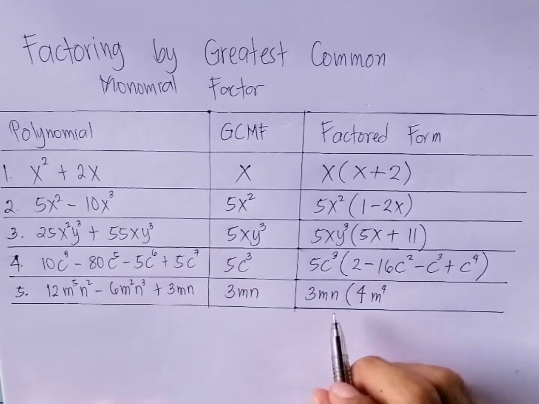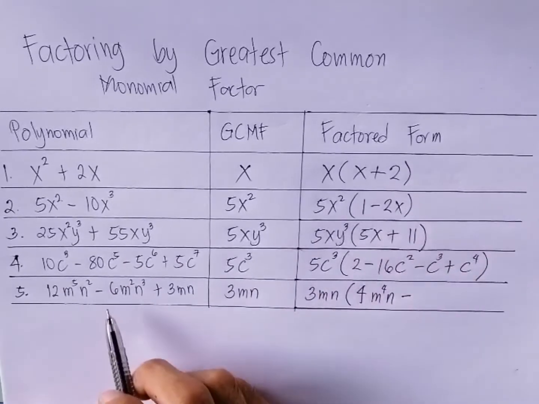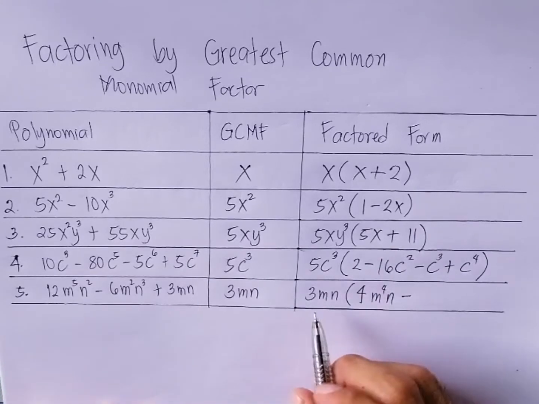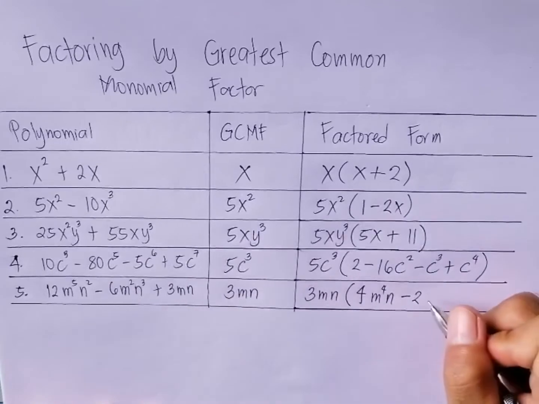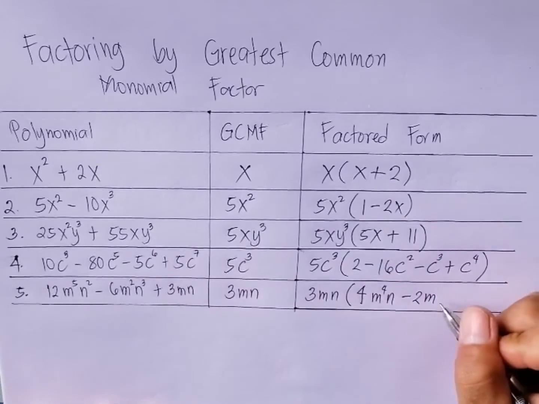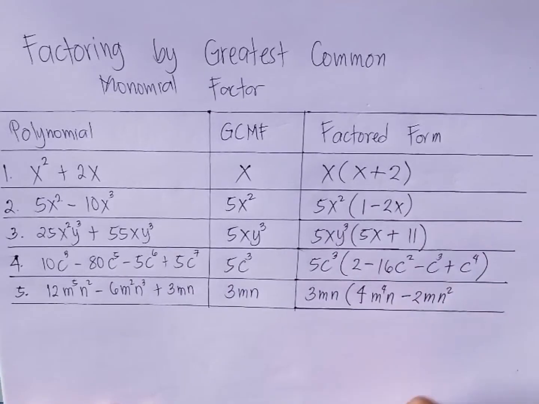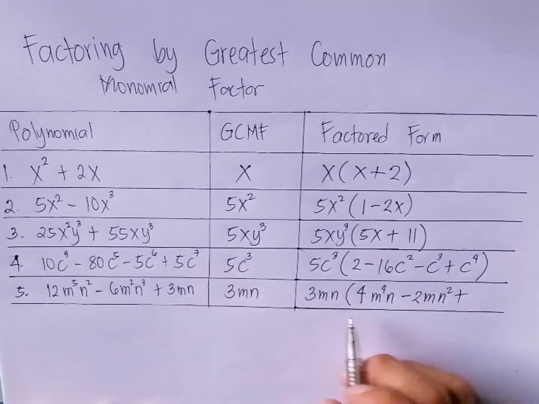N squared divided by n is equal to n. Minus 6 divided by 3 is equal to 2. Then m squared divided by m is equal to m. N cubed divided by n is equal to n squared, plus 3mn divided by 3mn is equal to 1.